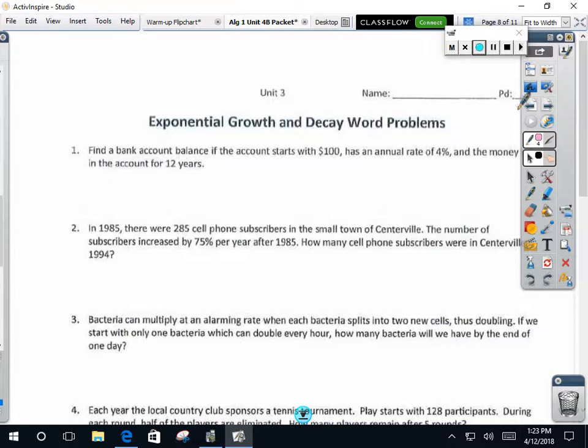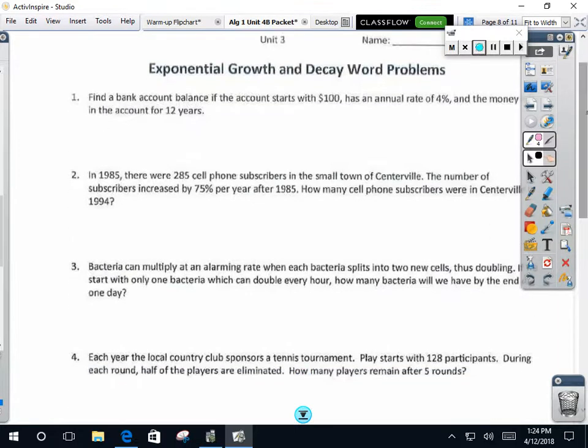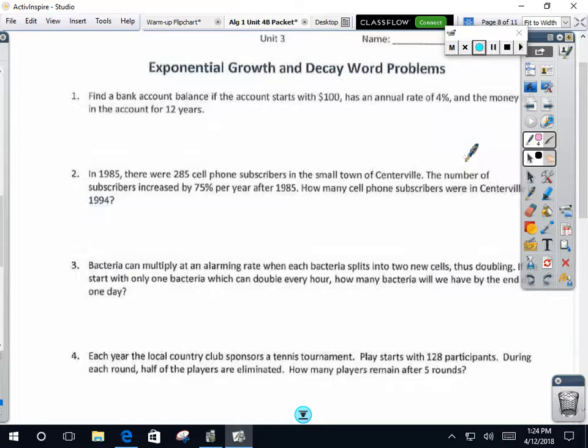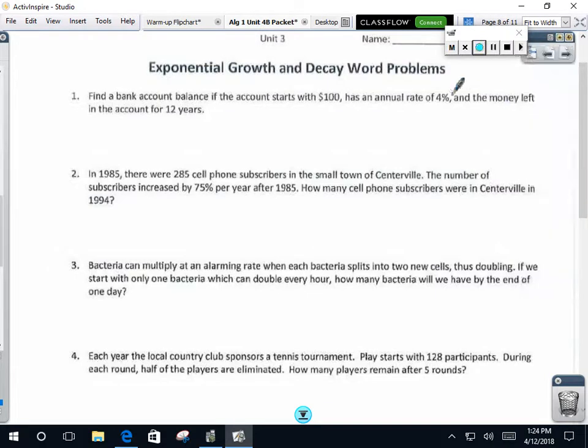All right, page 7. Find a bank account balance if it starts with $100, has an annual rate of 4%, and the money is left in the account for 12 years. Okay, this is exponential. In Unit 4A, we learned the equation of an exponential function. It's y equals a times b to the x power. Okay, that is the equation for an exponential function.